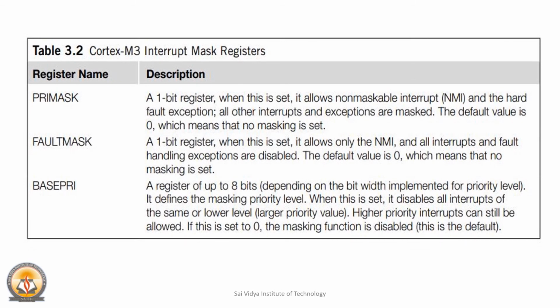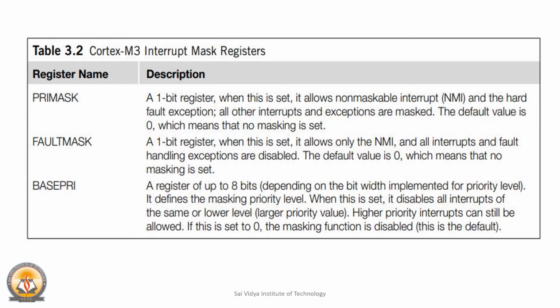This table represents the interrupt mask registers available in Cortex-M3 processors. So the first one is the PRIMASK. PRIMASK is a 1-bit register. When this is set to 1, it allows the non-maskable interrupts and the hard fault exceptions, and all the other interrupts and exceptions get masked. Then we have the FAULTMASK, which is also a 1-bit register. When this is set to 1, it allows only the non-maskable interrupts. All the interrupts and fault handling exceptions are disabled.